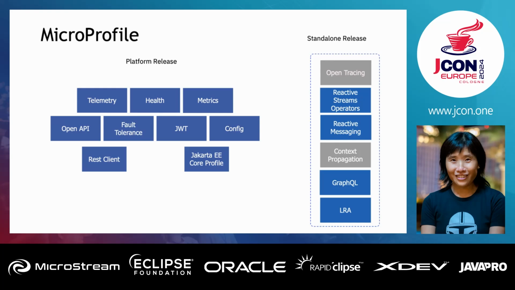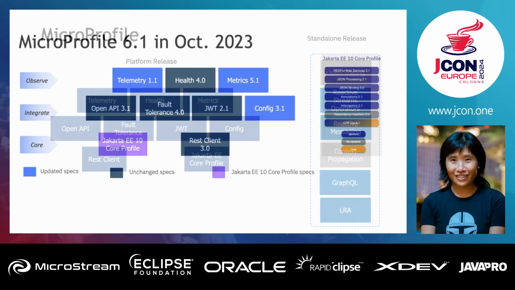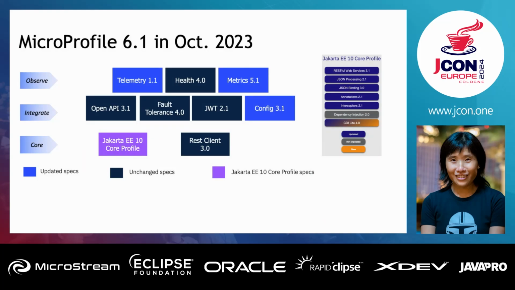I will do a bit of live coding, so you can see how it works for your projects. In 6.1, released last year, we have newly updated specs, and we also updated to Jakarta EE 10. Who is using Jakarta EE 10 in your project? Okay, great, excellent. If you update Spring, I think the latest Spring version is also aligned with Jakarta EE 10.